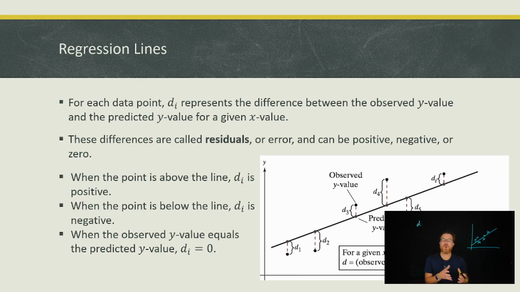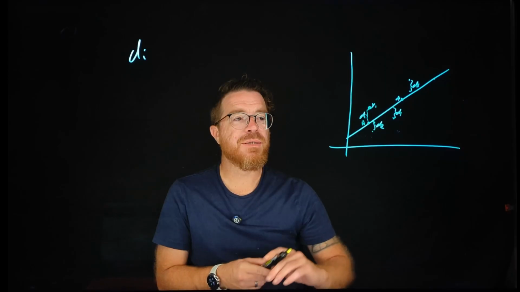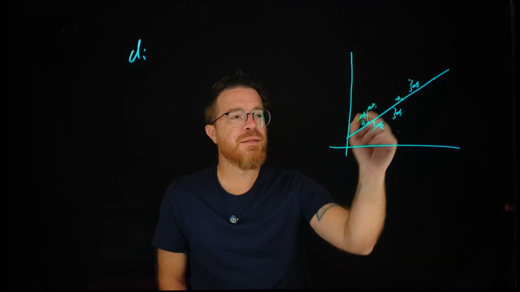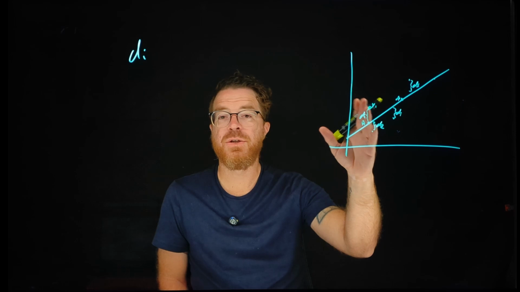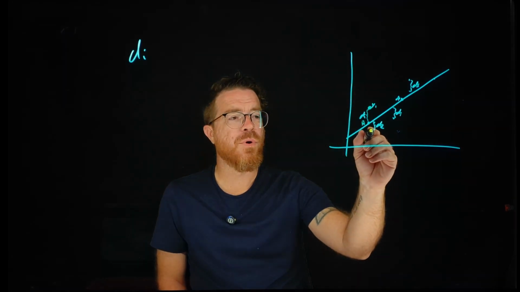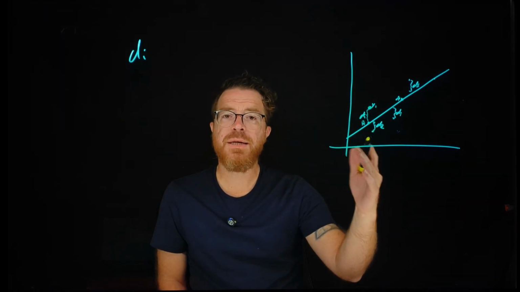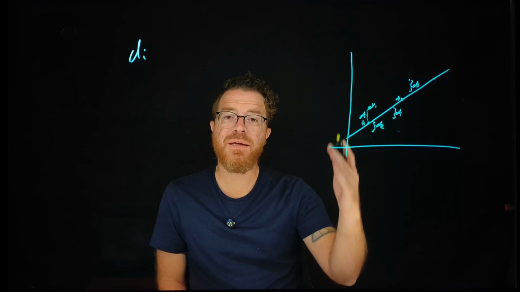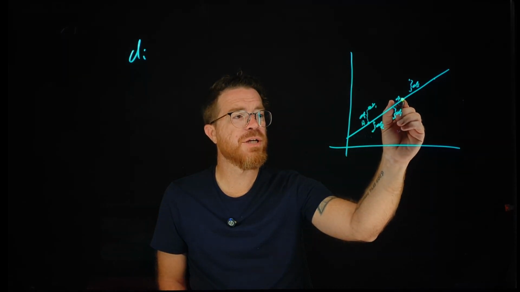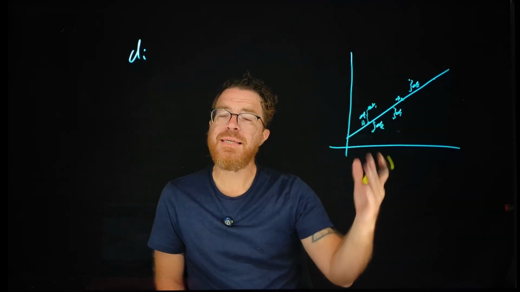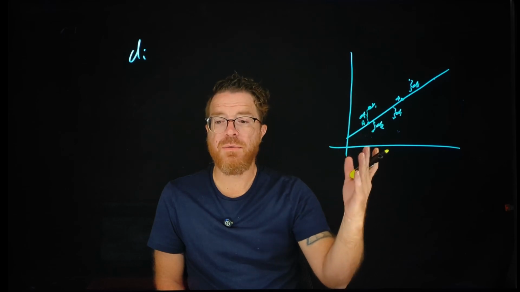These differences are called residuals or errors, and they can be positive, they can be negative, or they could even be 0 if your prediction is exactly the same as the actual value. When a point is above the line like this, d_i is going to be positive. When your actual data point is below the line, d_i is going to be negative. And if it's on your regression line, it's going to be 0.